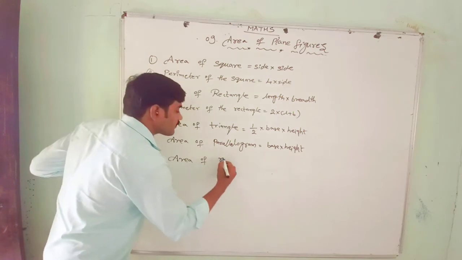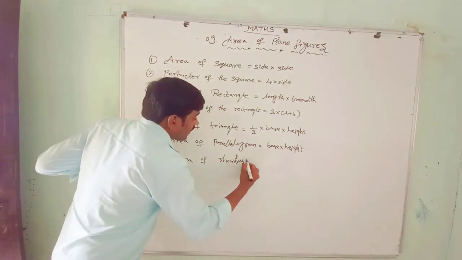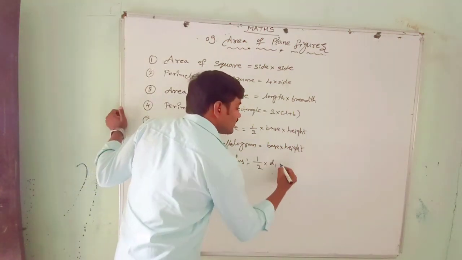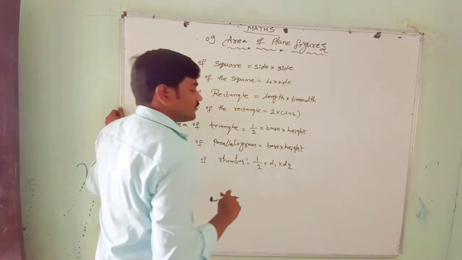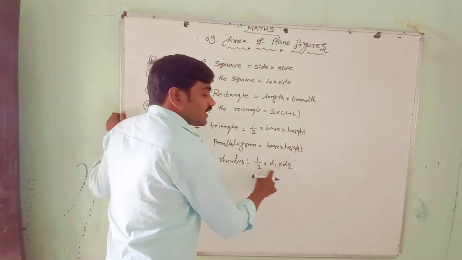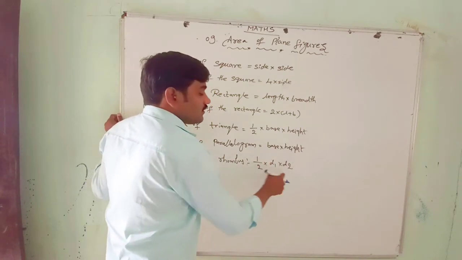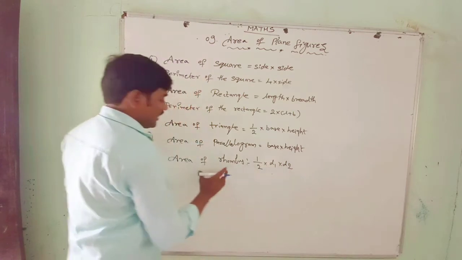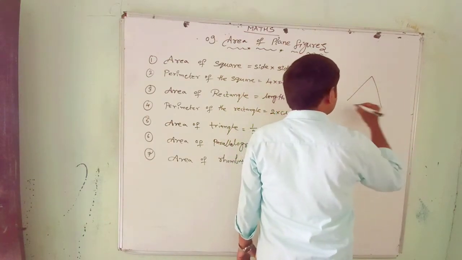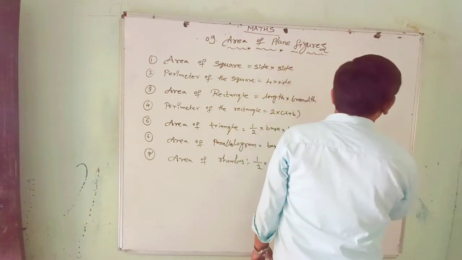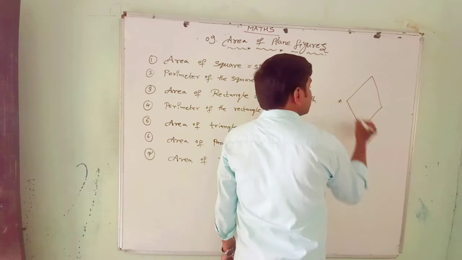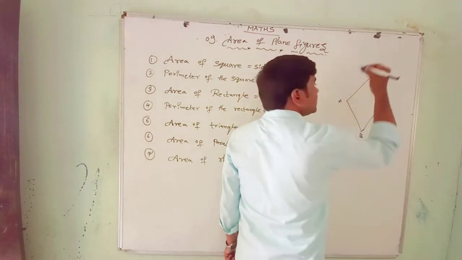Area of rhombus. Area of rhombus formula is half of the product of its diagonals, d1 into d2. Half of the product of its diagonals. If we take half of the product of the diagonals, we get the area of the rhombus. So we know what the shape of a rhombus is. Suppose this is a rhombus now. Let us name it A, B, C, D. ABCD is a rhombus.